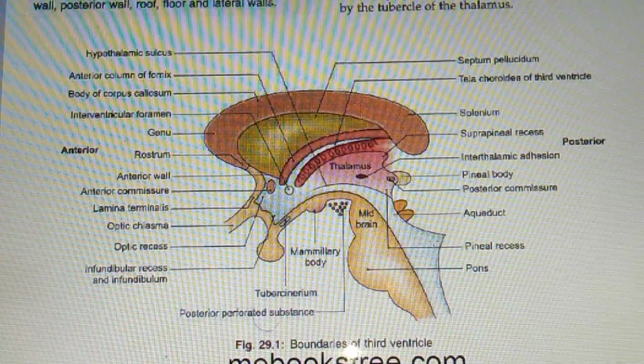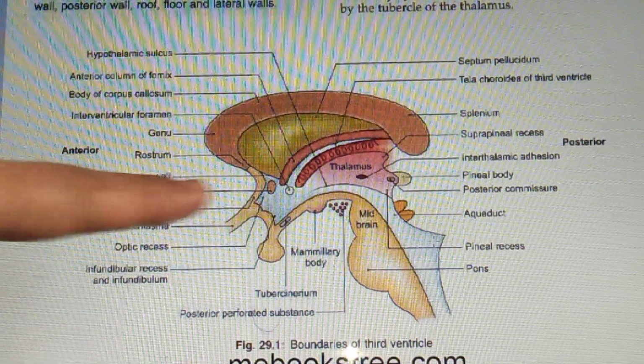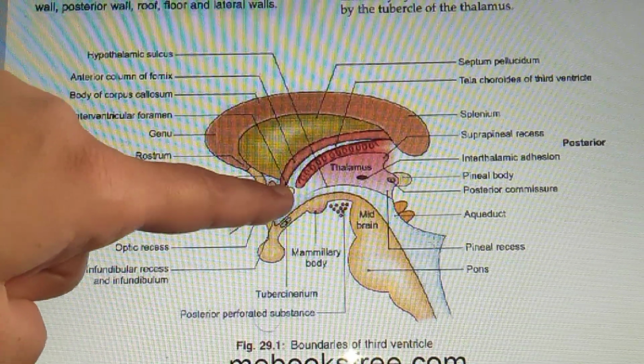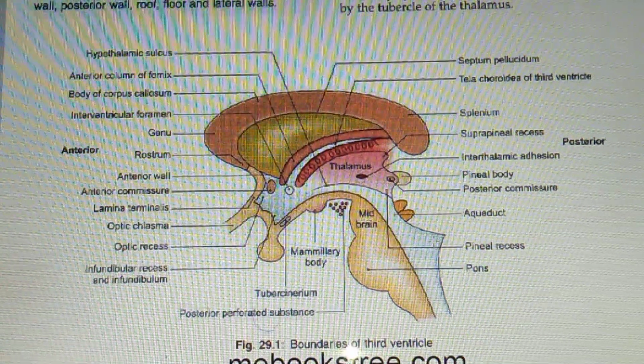At the junction of the roof with the anterior and the lateral walls, there are the interventricular foramina, right? So the interventricular foramina lie at the junction of the roof with the anterior and the lateral walls.